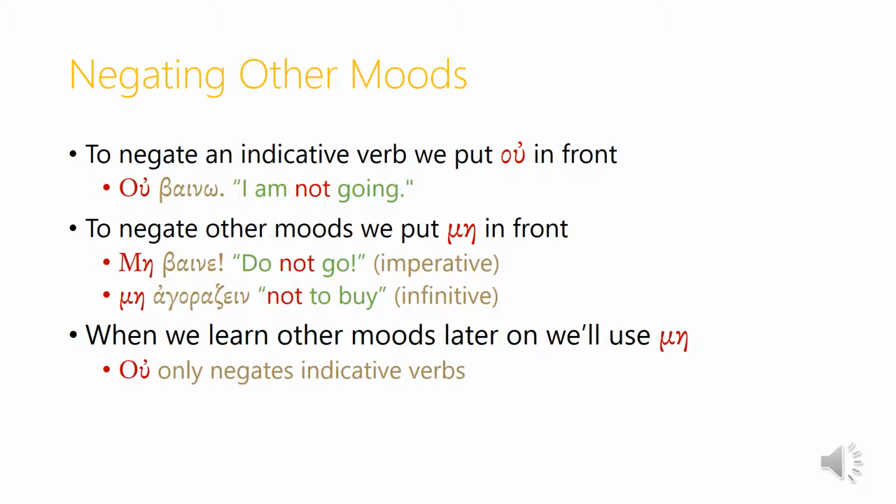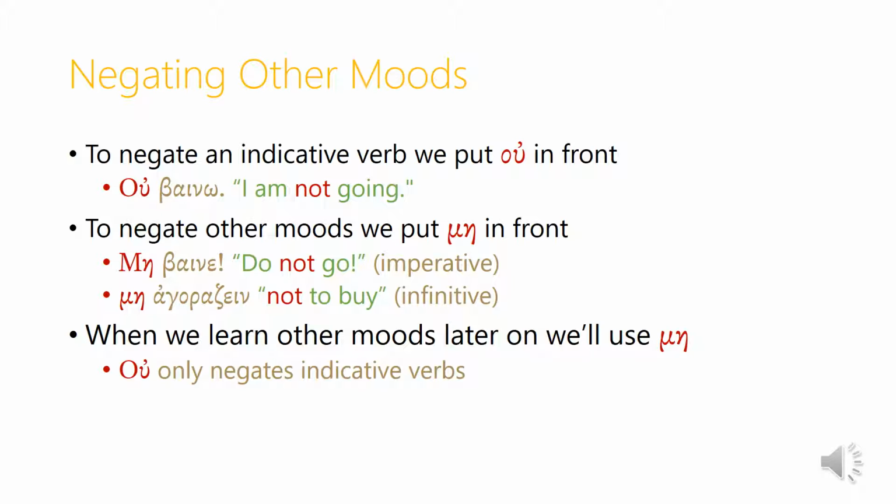So how do other moods work when we're negating the verb? To negate an indicative verb, we just use our familiar ou, "not," and put it right in front of the verb. I am not going is ou baino. But to negate other moods, infinitives and imperatives, we have to use a different word for "not," the word me. And so we put that me, again, just in front of the verb. So if instead of saying I am not going, I want to tell someone do not go, with an imperative, baine, then I would put me in front of that and say me baine, do not go.